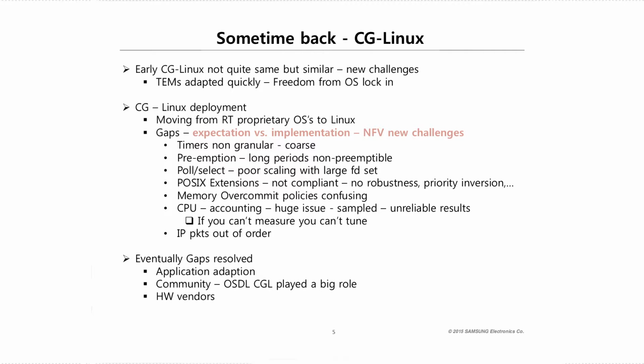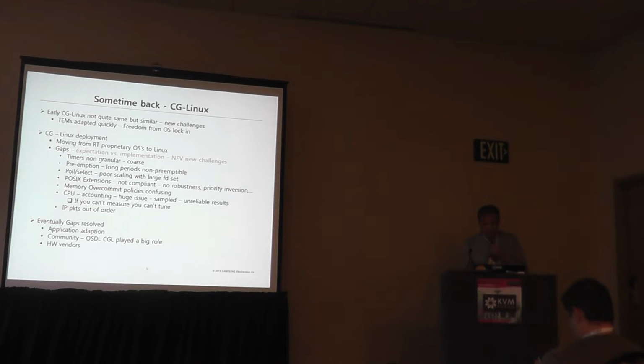This is more of a throwback to a previous effort, carrier-grade Linux, so I'm not going to dwell too much on it. But it is similar to what we have today, where we had a lot of gaps, and Linux was simply not fit to go into a carrier-grade environment. These gaps were identified. A gap is really the expectation versus the implementation, and in some cases there was no implementation. I think in the case of NFV we have the same situation.